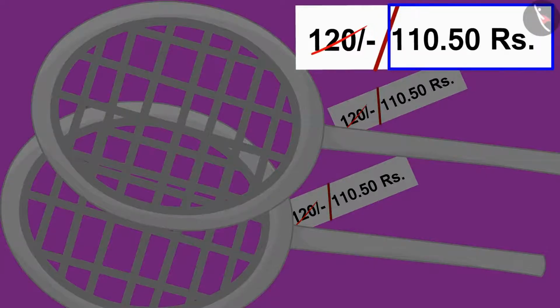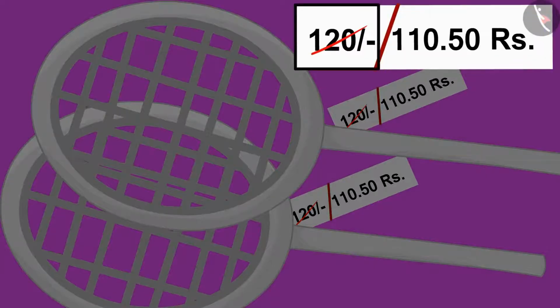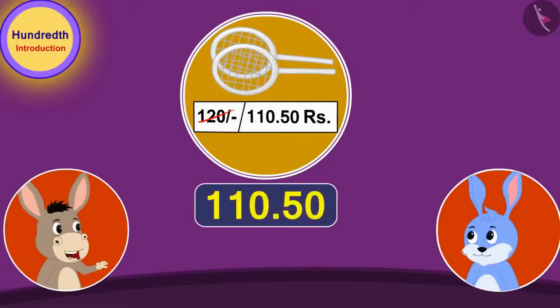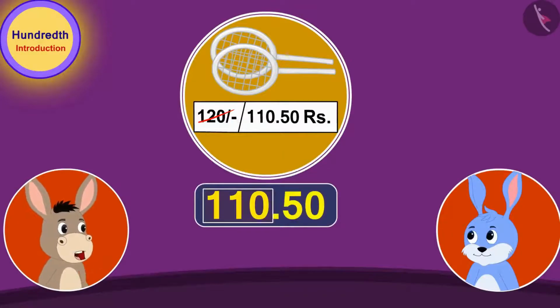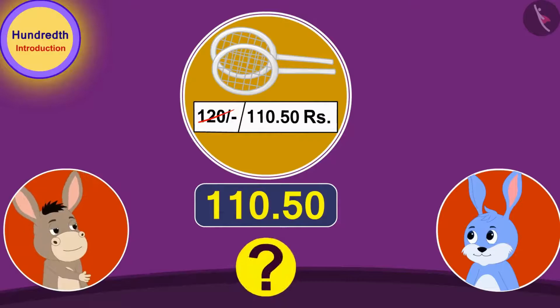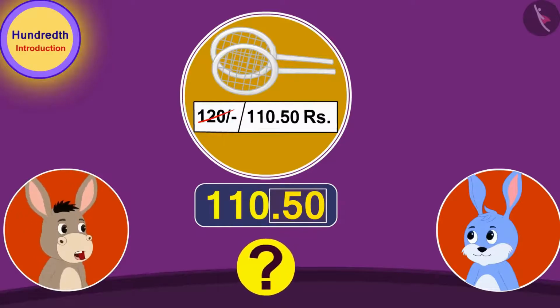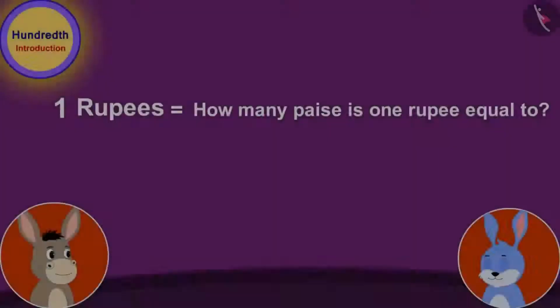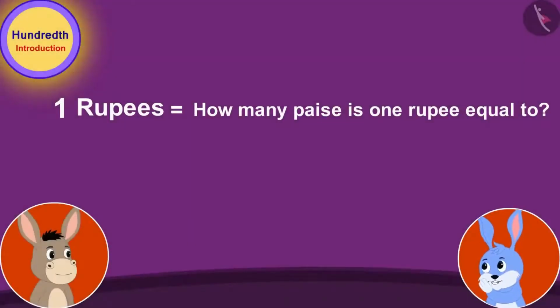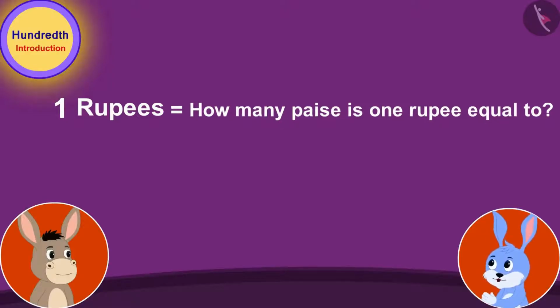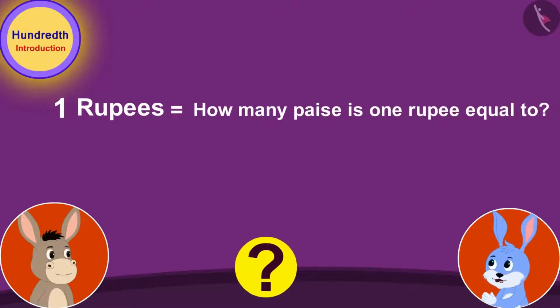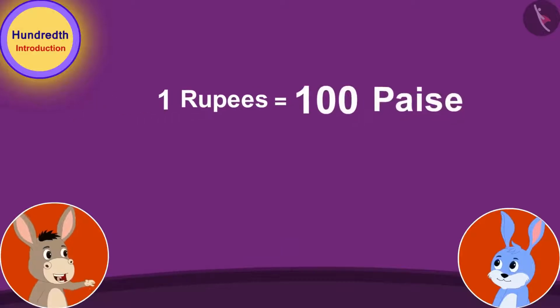110.50 rupees, has been written on this badminton racket by striking out the old price in this way. Bunny, what kind of a price is this? I understood 110 rupees, but how will we give this 0.50 rupees? Bhola asked Bunny. Bunny laughed and said, Bhola, how many paise is 1 rupee equal to? 100 paise. Bhola replied quickly.